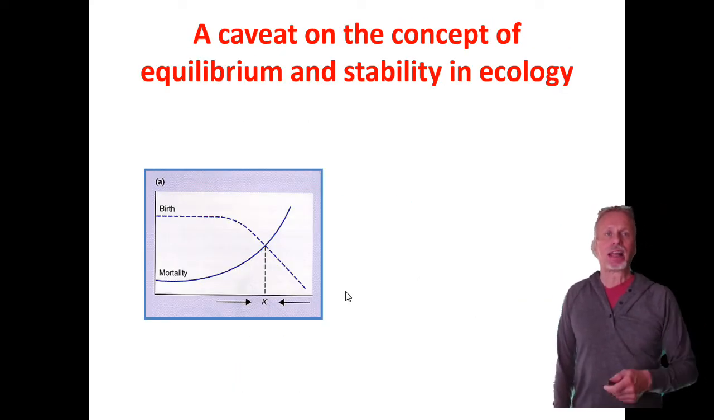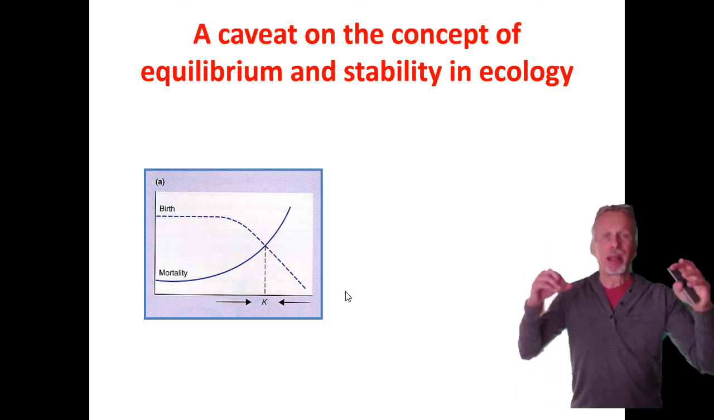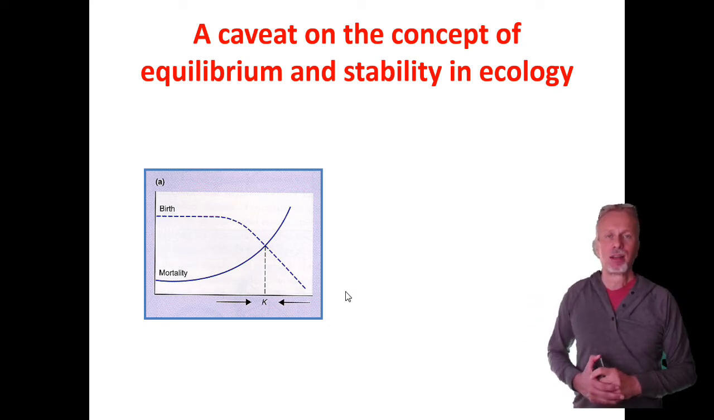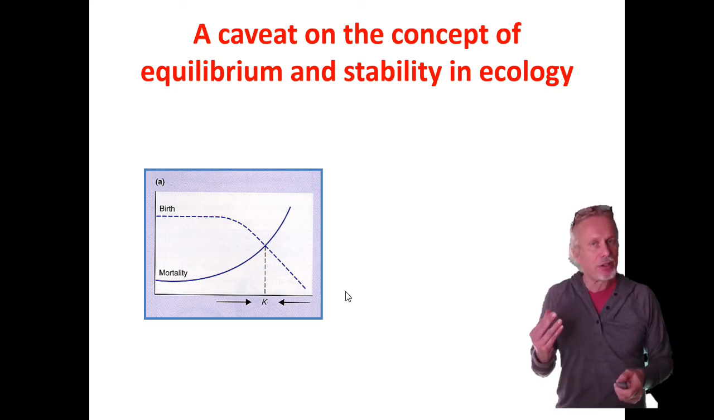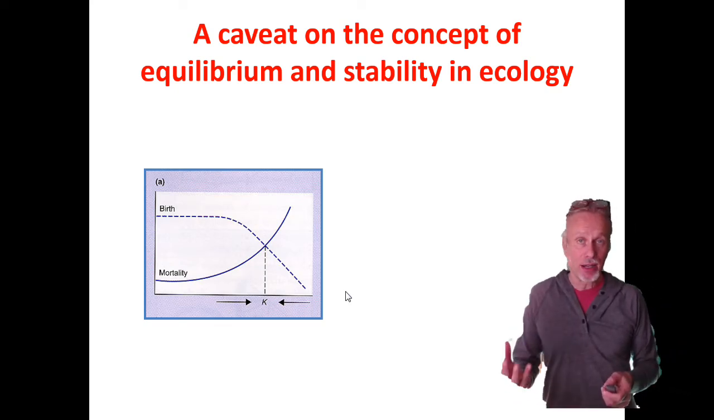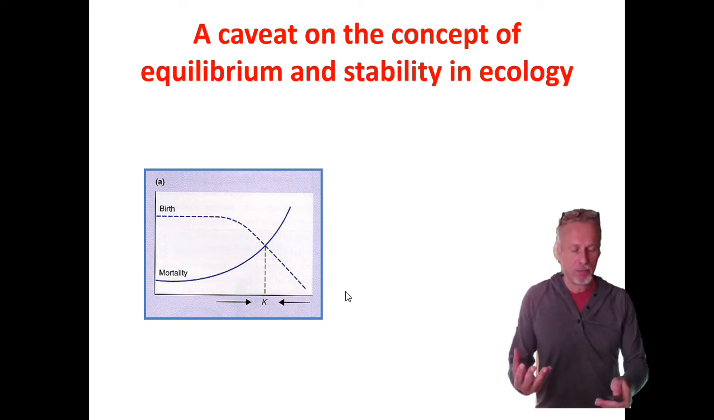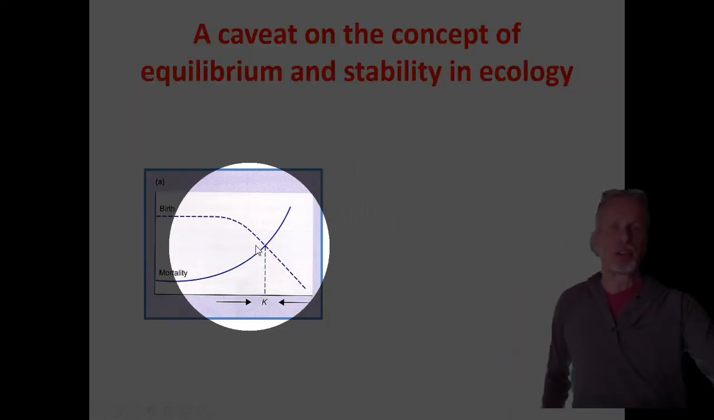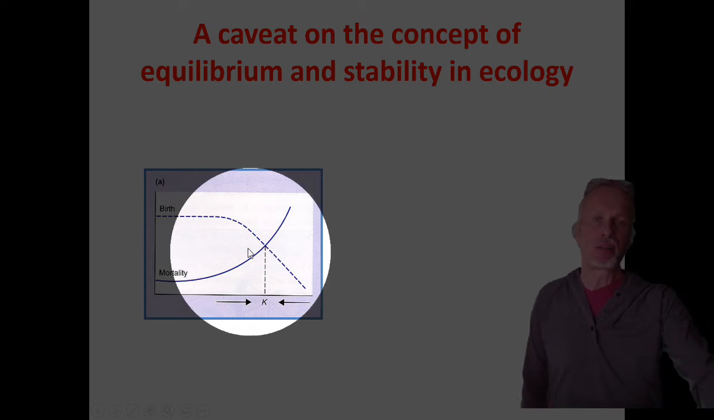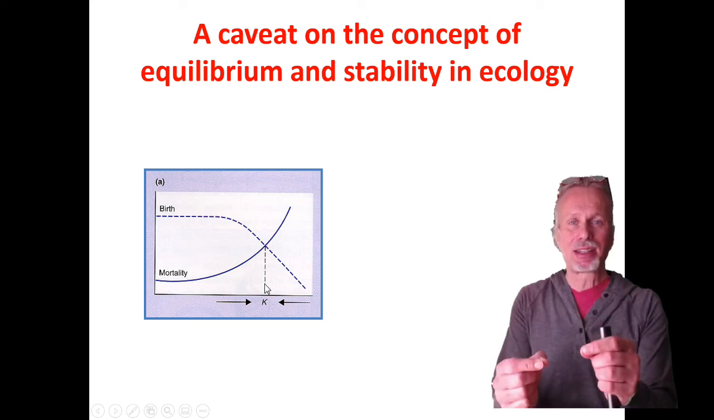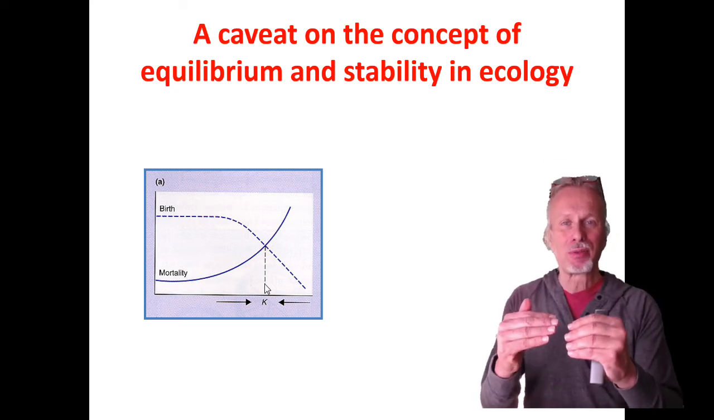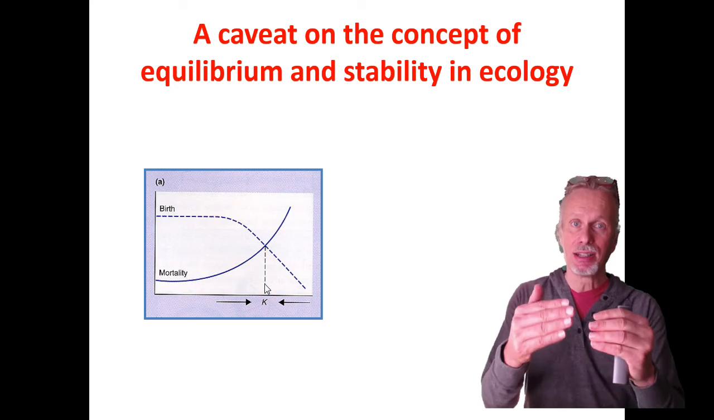I want to add a caveat on the concept of equilibrium and stability in ecology. Equilibrium and stability are a pillar of population ecology, and very powerful and very important. We also need, though, to be aware of the limitations of this concept. The sketch reported here shows an intersection point between birth rate and mortality rate, an exact density for which there is a balance between birth and death, and we said that this is an equilibrium point.